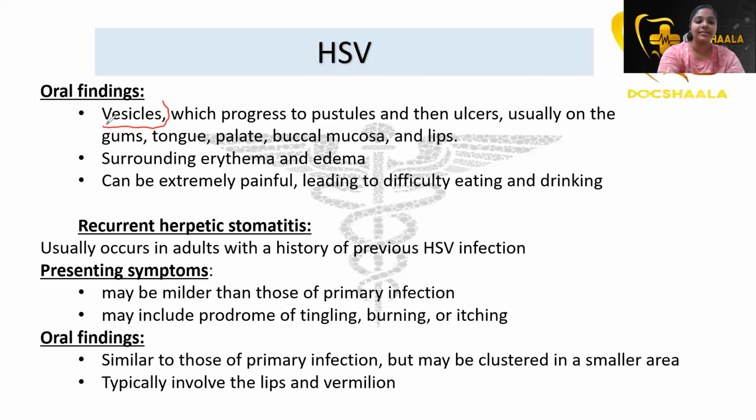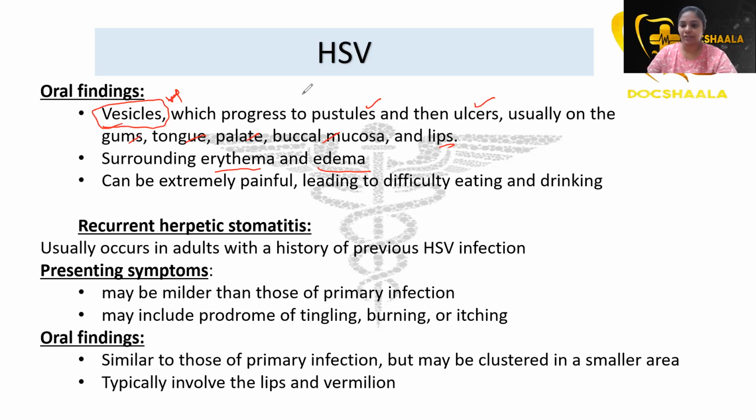The vesicles are seen in the oral cavity, which progress to pustules, then become ulcers. They are usually seen on gums, tongue, palate, buccal mucosa, and lips. They are surrounded by erythema or edema. Okay, they can be extremely painful and lead to difficulty in eating and drinking. So these are the oral findings and clinical findings of primary herpetic stomatitis.